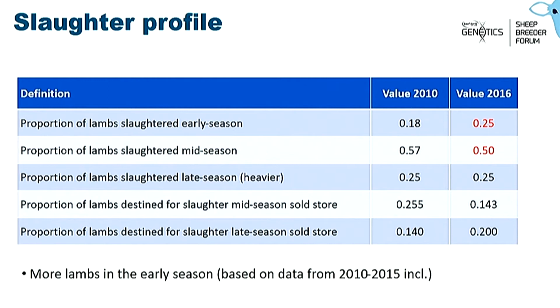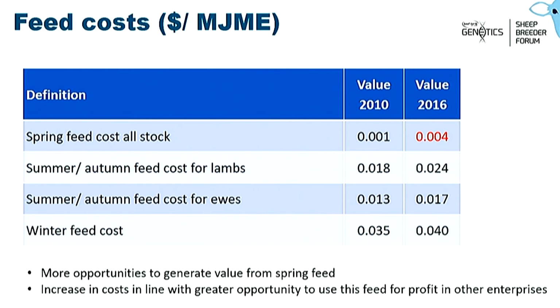There's a lot of complicated stuff that goes on behind this, but it's all trying to work out the value of faster growth rate in all these different systems, these different kinds of lambs. So we also have to cost in the feed. Faster growing lambs, for example, are more feed efficient because there's less time standing around burning up maintenance. So we need to put in the cost of the feed associated with growth and also for the ewes, etc. We tend to value spring feed at quite a low cost.